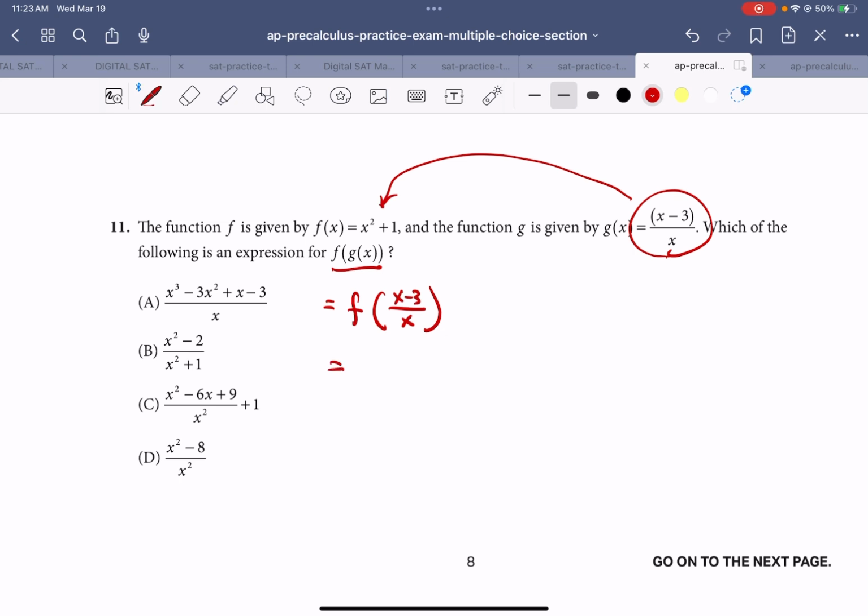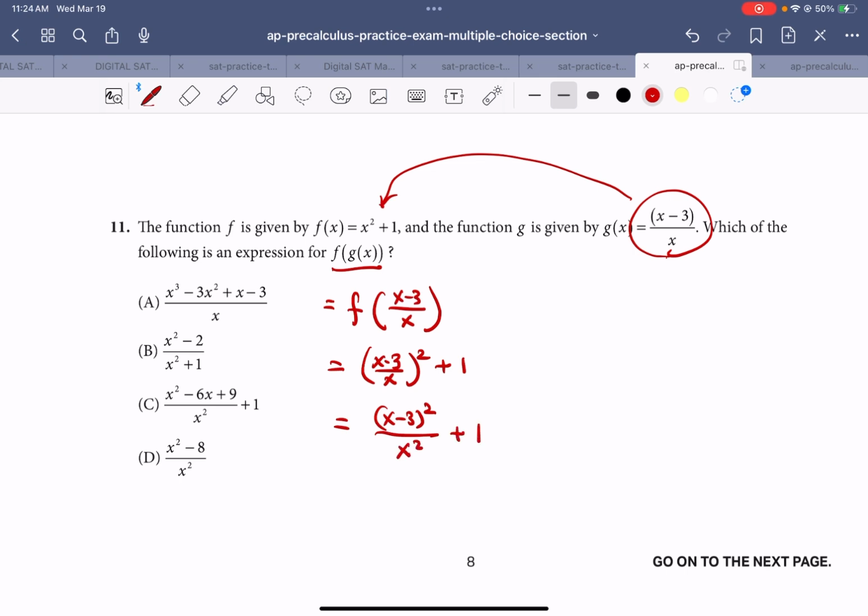And then this one is just like an x here. So whatever your input is, you square that input and add 1. Your input is x minus 3 over x, so you can just plug it in here, right? That's x minus 3 over x, squared, because your input is x minus 3 over x, and that input squared plus 1. It looks like you have to multiply it out. So (x minus 3) squared over x squared, plus 1.